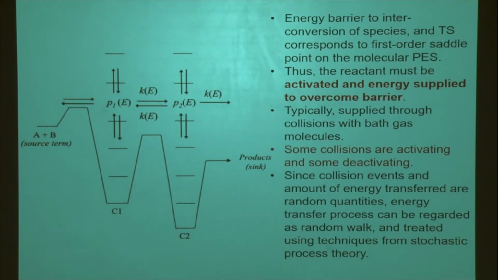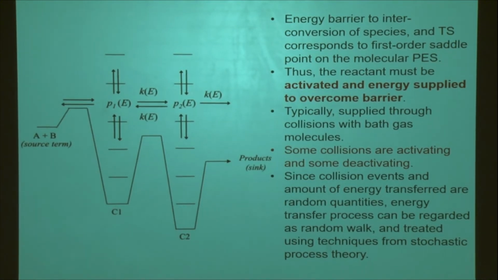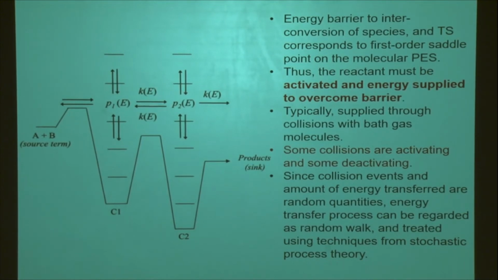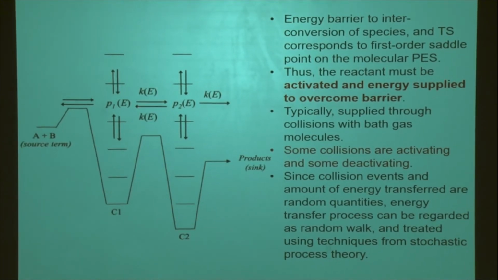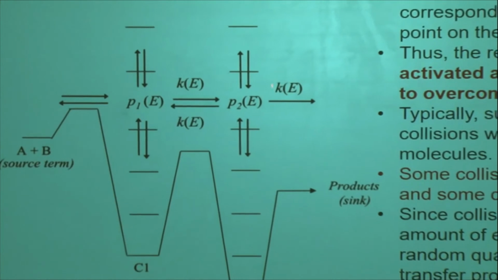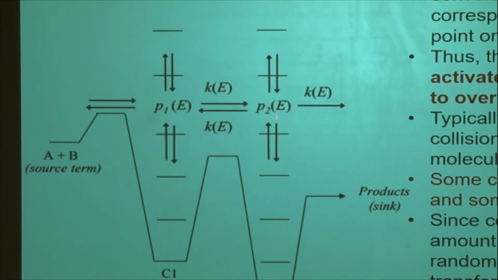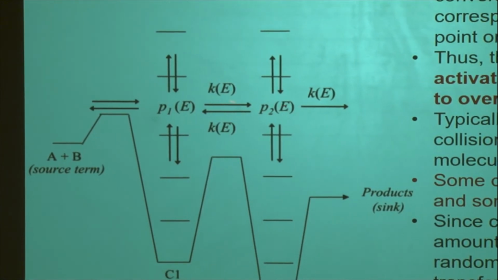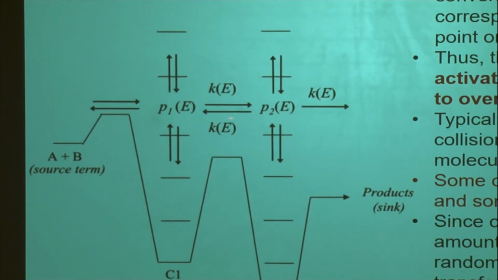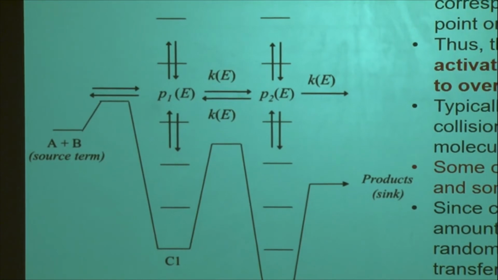We treat these energy transfer processes as random processes, and therefore we can treat them using stochastic process theory. So also on this diagram, you'll see that we have energy-specific rate constants representing the fluxes from the activated complex into the products. So we've got this competition between collisional energy transfer and the flux from the transition state, which is the chemical reaction part of the system.